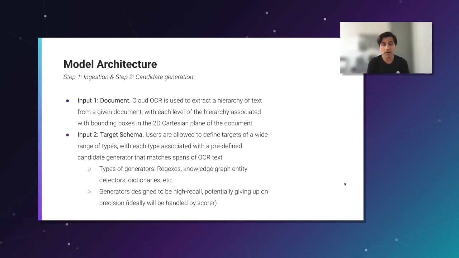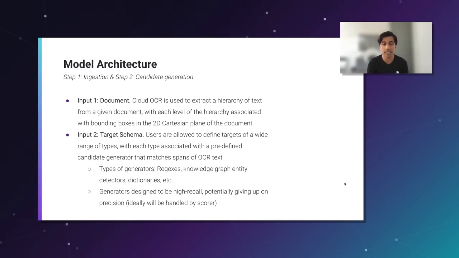The second input is a target schema. Users are allowed to define targets of a wide range of types. In the example here, there's an invoice date, which is type date, and a total amount, which has type price. And each type is associated with a predefined candidate generator that is given to the user that matches spans of OCR text. So there are different types of generators, for example regexes, knowledge graph entity detectors, dictionaries, whatever you can think of. But basically the idea is, given a type, how do you find instances of that type in this OCR text?